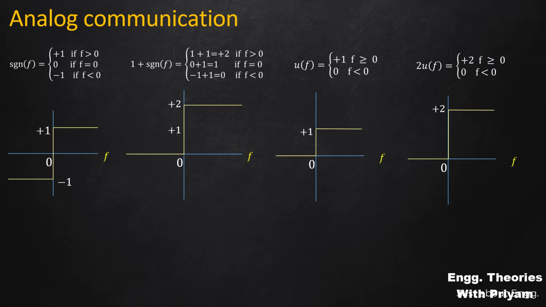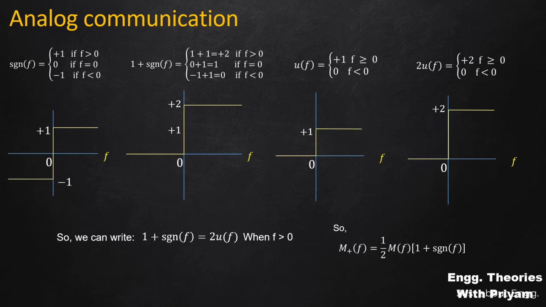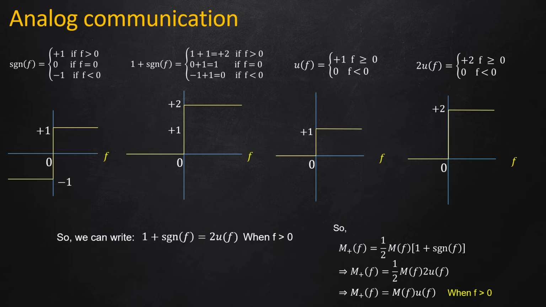So by observing the graphical representation of 1 plus signum of f and 2 into u of f, we can write that 1 plus signum of f is equal to 2 into u of f when the frequency is greater than 0. Now, M plus of f is equal to half into capital M of f into 1 plus signum of f. So, if we put the value of 1 plus signum of f in the equation, then it can be written as capital M plus of f is equal to half into capital M of f into 2 into u of f. So, capital M plus of f can be written as capital M of f into u of f when the frequency is greater than 0.